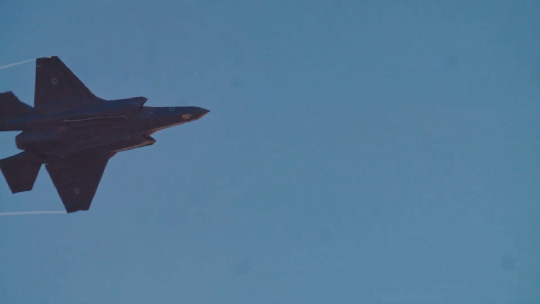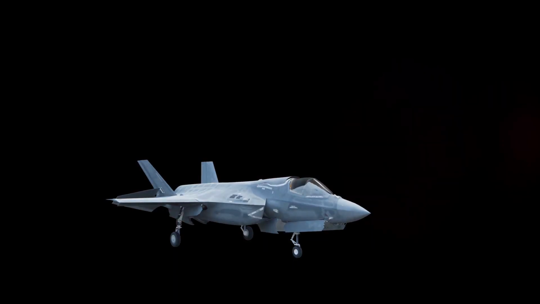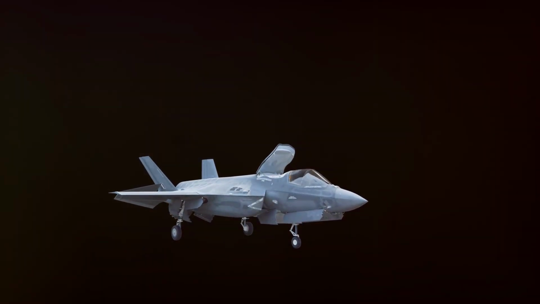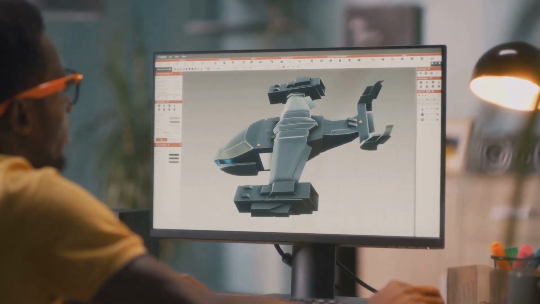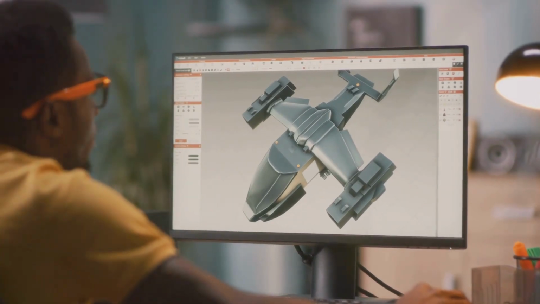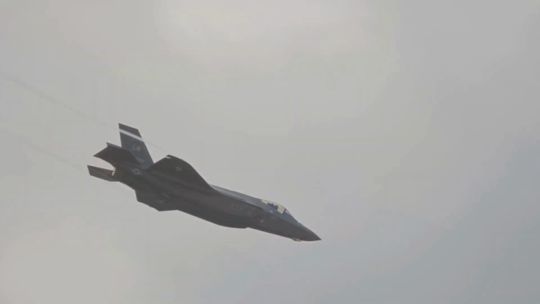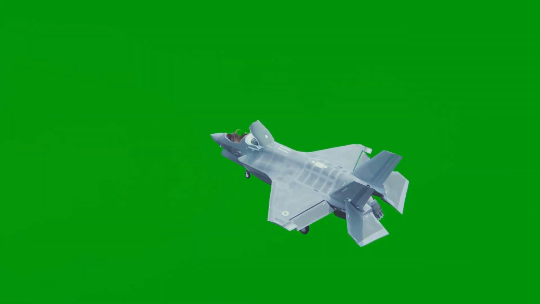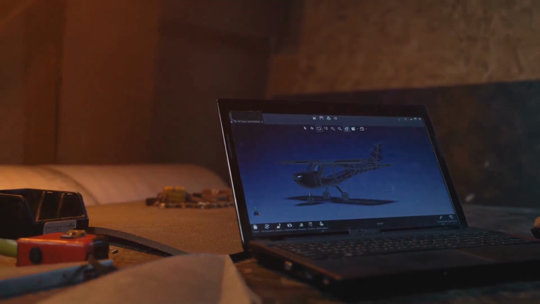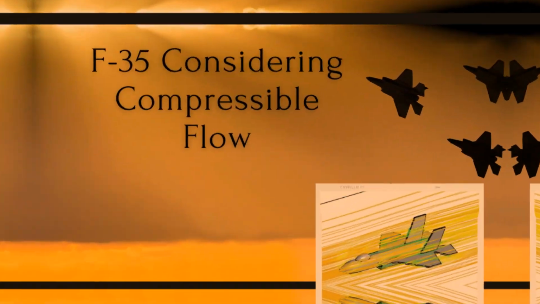CFD simulations provide invaluable insights into an aircraft's aerodynamics. They reveal how air flows over the wings, fuselage, and other surfaces. By understanding these airflow patterns, engineers can optimize the aircraft's design. They can reduce drag, improve lift, and enhance maneuverability. CFD plays a crucial role in the design and development of modern aircraft. It allows engineers to test and refine designs virtually, saving time and resources.